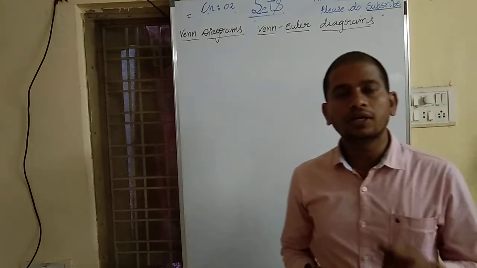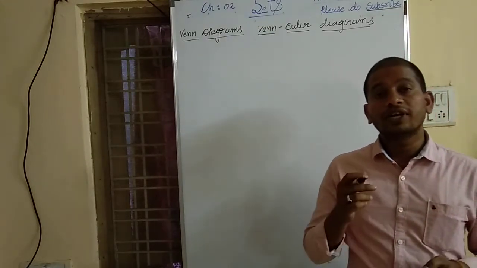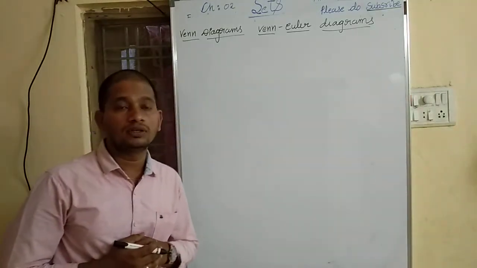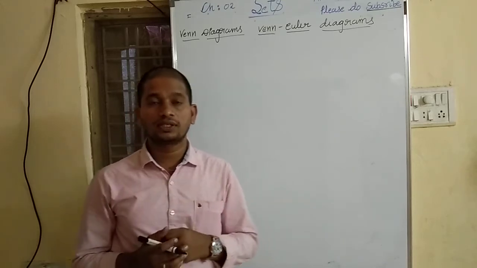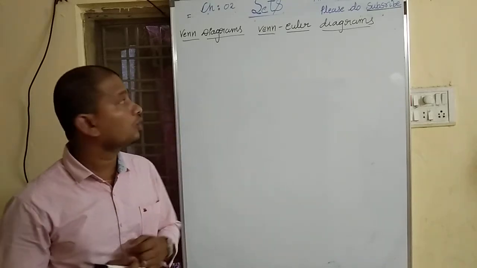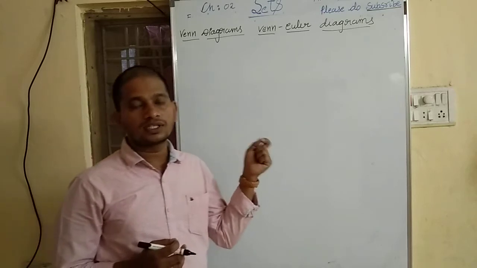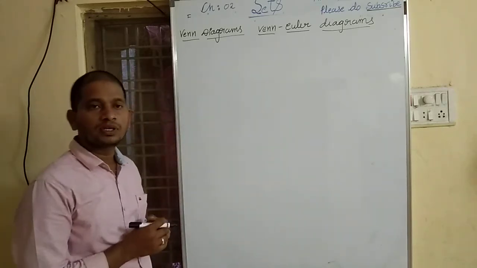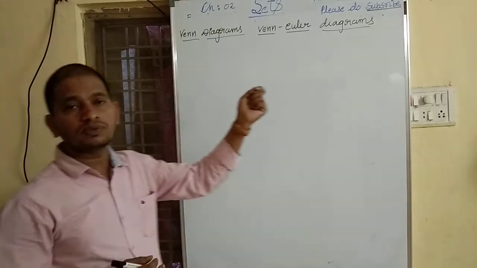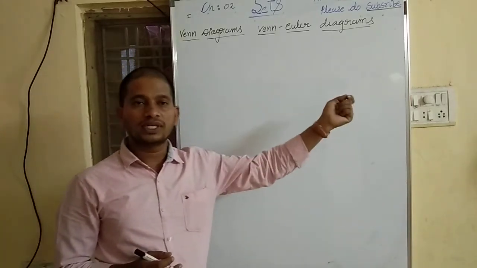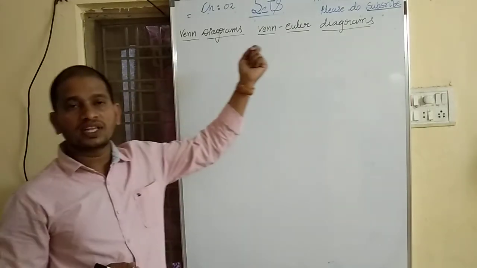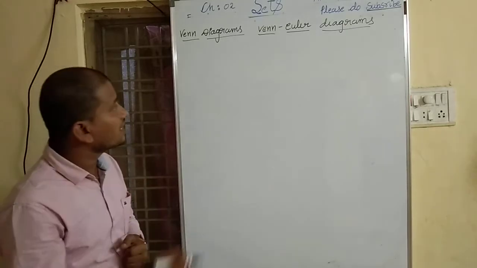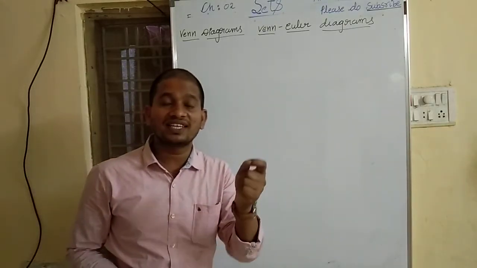We have already learned different ways of representing sets. Now let us learn about Venn diagrams, or simply Venn-Euler diagrams, as a representation of sets. These Venn diagrams help us to represent the relationship between the sets.